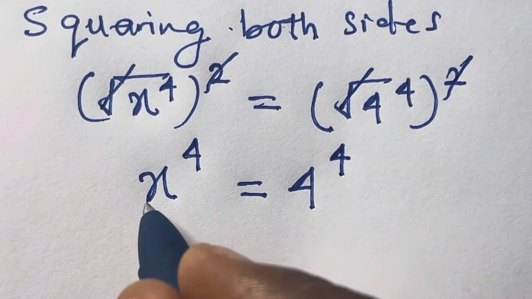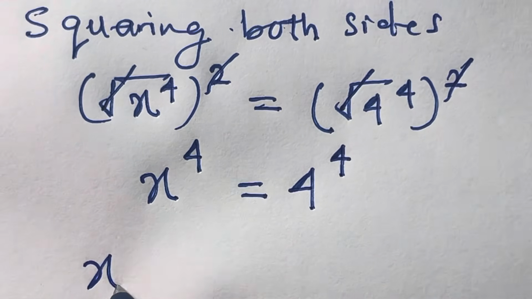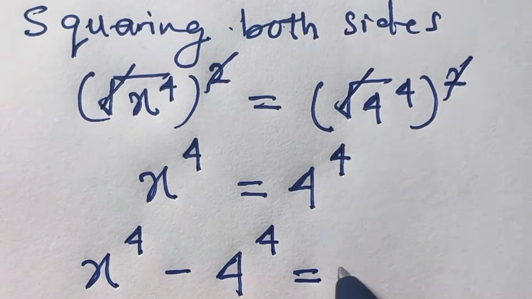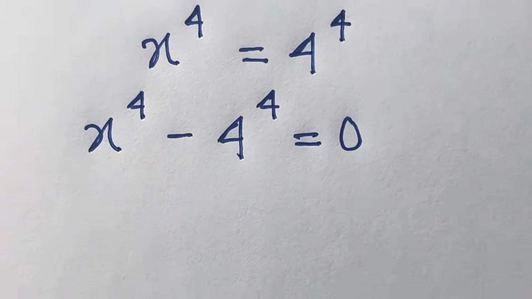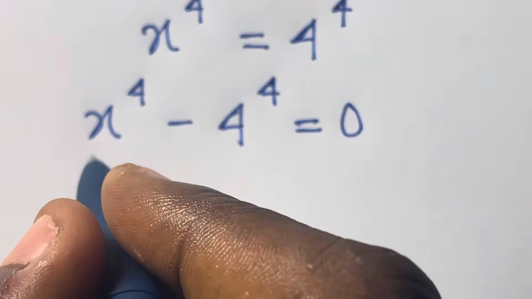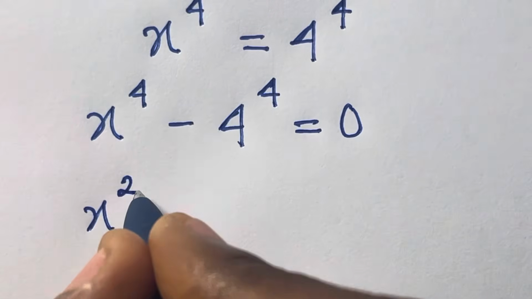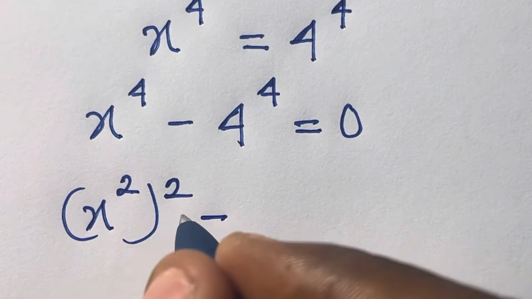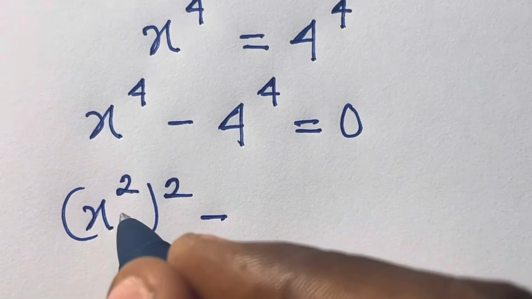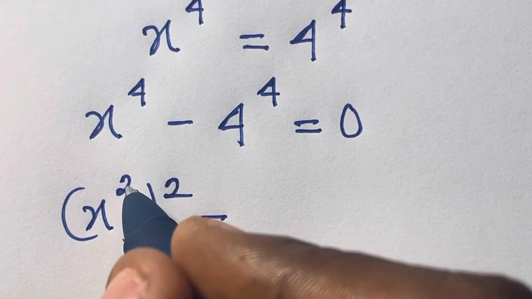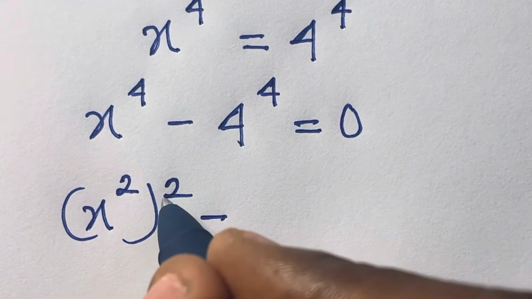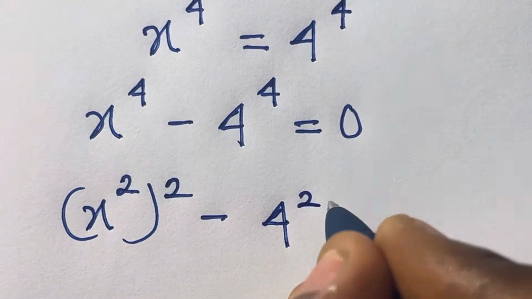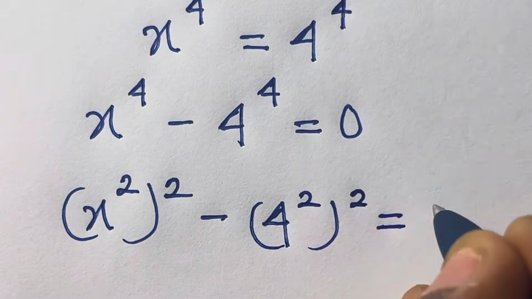So now we can transfer this to the other side. So we have x raised to power 4 minus 4 raised to power 4 equals 0. From here, we have x raised to power 2, raised to power 2. You can express it like this because of the power law: when a number raised to a certain power is again raised to another power, the powers are multiplied. So we have again 4 raised to power 2, then raised to power 2, equals 0.